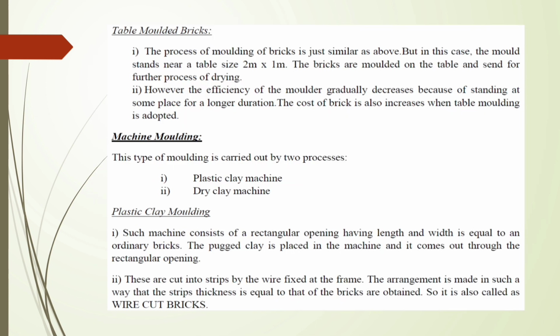Next, table molded bricks. The process of molding of bricks is just similar as above, but in this case, the molder stands near a table of size 2 meters by 1 meter. The bricks are molded on the table and sent for the further process of drying. However, the efficiency of the molder gradually decreases because of standing at one place for a longer duration. The cost of bricks also increases when table molding is adopted.